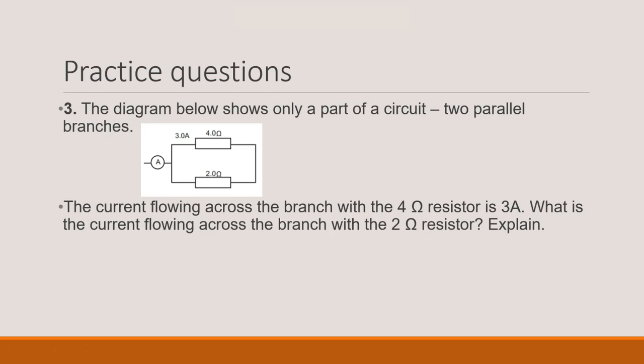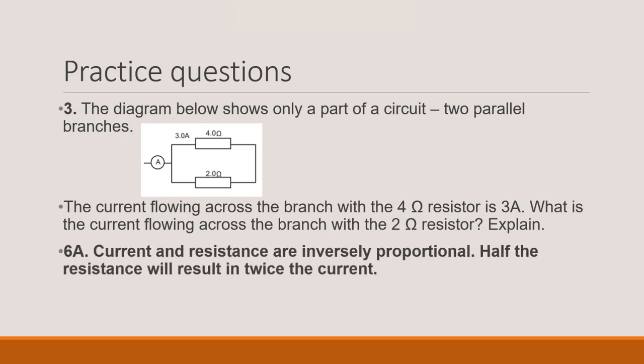So we're using ratios here to figure it out. So the answer is 6 amps because current and resistance are inversely proportional. Half the resistance here means double the current here.